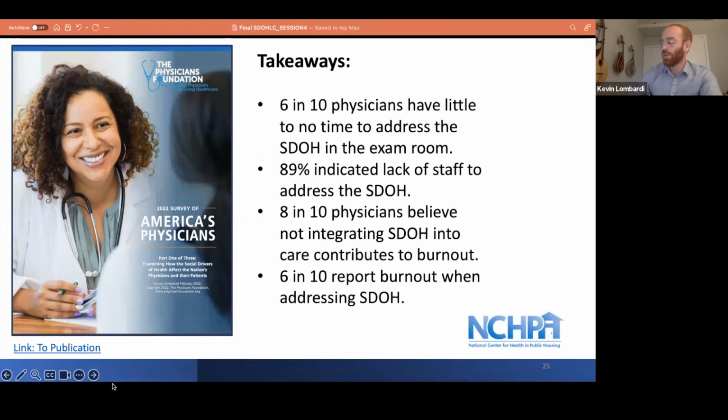The Physicians Foundation performed a study in 2020 looking specifically at burnout for SDH. And the results were, to me, very shocking. Six in 10 physicians have little to no time to address the SDH in the exam room. 89% indicated lack of staff to address the SDH. Eight in 10 physicians believe not integrating SDH into care contributes to burnout, and 6 in 10 report burnout when addressing SDH. Now, these are reports of physicians. Let's look at some other data. Next, please.